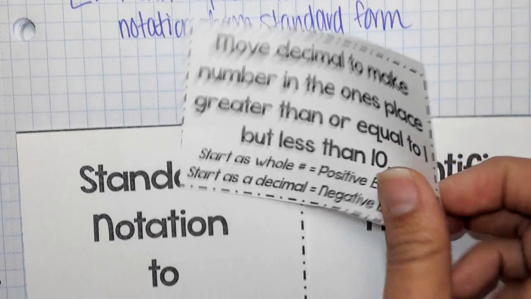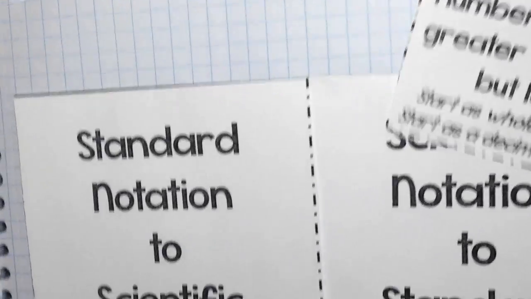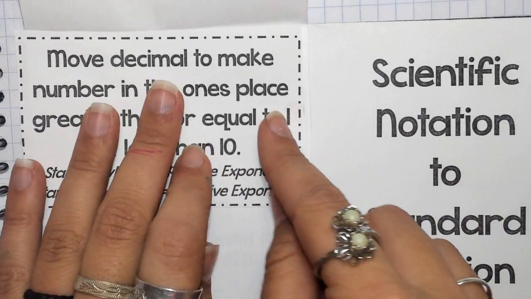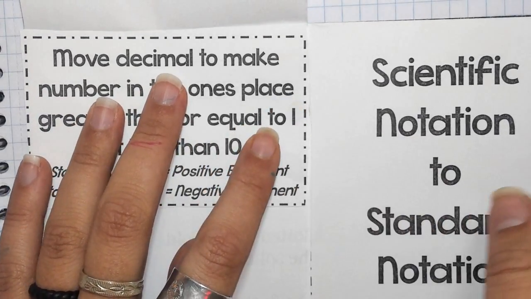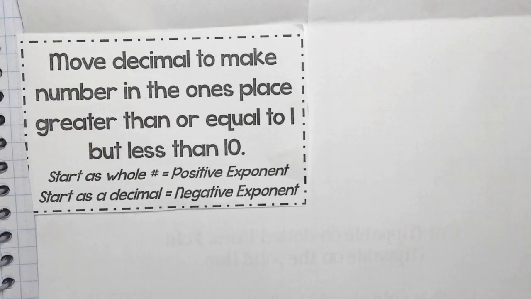So what you're going to do is glue this square, or rectangle rather, under standard notation to scientific notation. So we're going to open it up and we're going to glue it right here. And then we're going to draw a line in between these two.